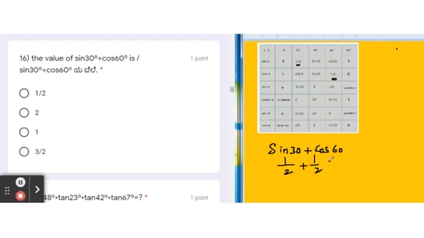1 by 2 plus 1 by 2 is 1. So half plus half is obviously 1. So this is one way, half plus half is 1. Another, if you want to know through LCM, 2 and 2 LCM is 2 and you have to add 1 plus 1. 1 plus 1 is 2 by 2 which is nothing but 1. So correct option for this question is C, 1.